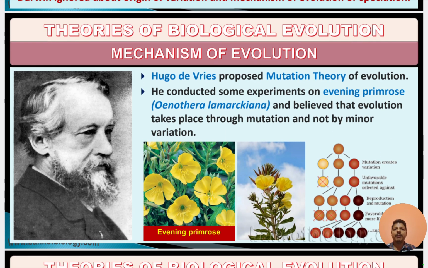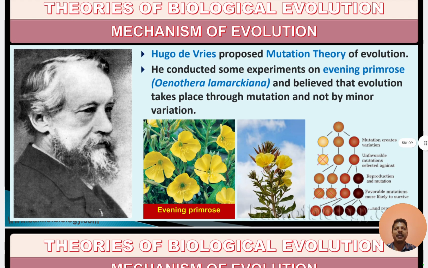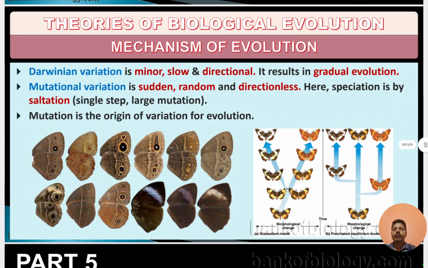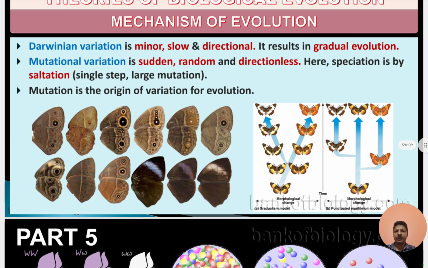Then, mechanism of evolution. Hugo de Vries proposed the mutation theory of evolution. He conducted some experiments on evening primrose, that is Oenothera lamarckiana, and believed that evolution takes place through mutation and not by minor variation. Darwinian variation is minor, slow and directional. It results in gradual evolution. But mutational variation is sudden, random and directionless. Hence, speciation is by saltation. Saltation means single step large mutation. Mutation is the origin of variation for evolution.